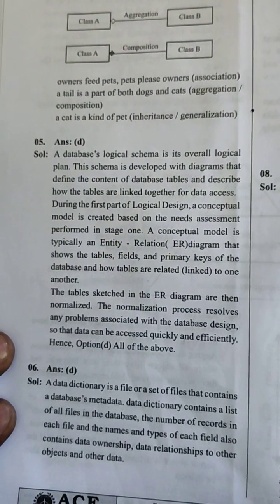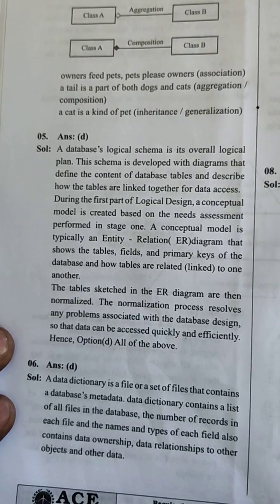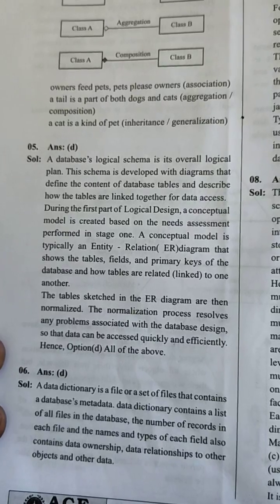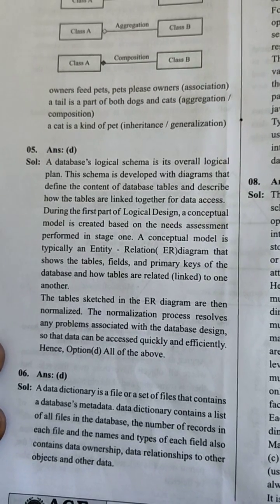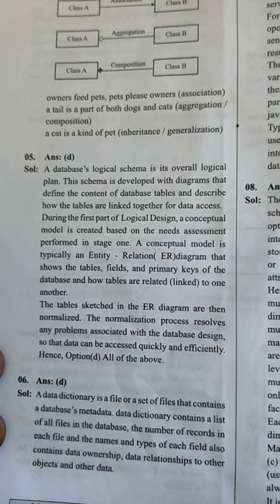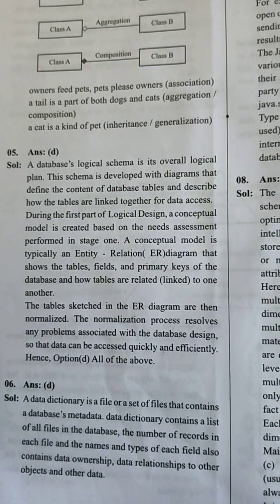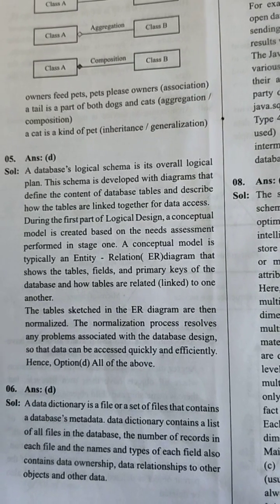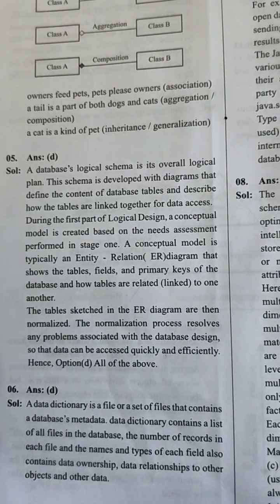A database logical schema is its overall logical plan. This schema is developed with diagrams that define the content of database tables and describe how the tables are linked together for data access. During the first part of the logical design, a conceptual model is created based on the needs assessment performed in stage 1.